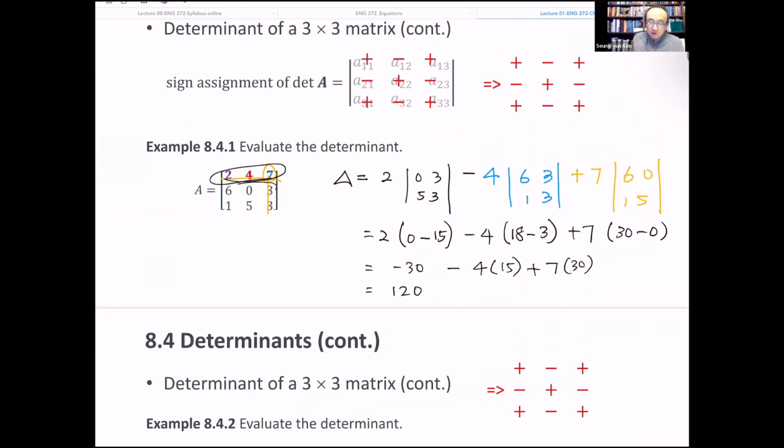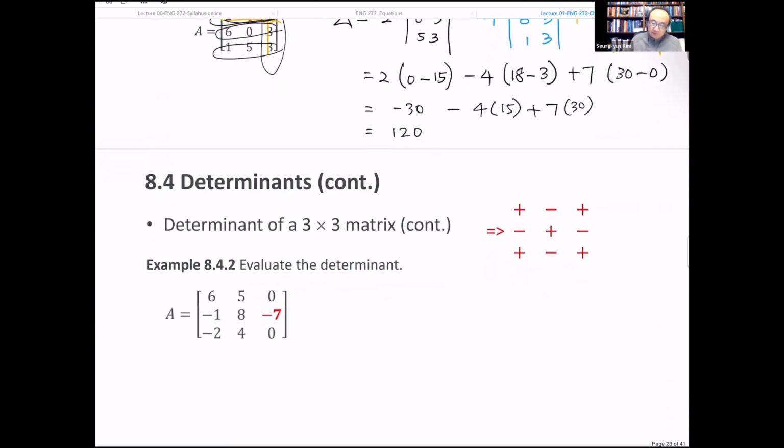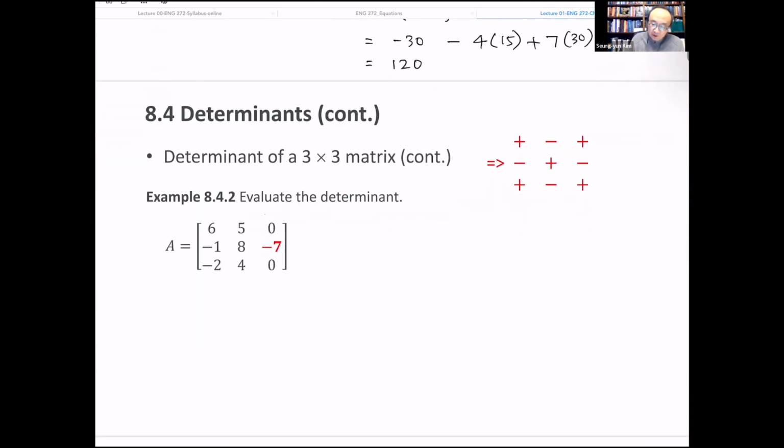Can I use the second row? How about the third row? What about the column? Yeah, you can pick any row, any column. So for this example, we can pick the third column. Based on this sign notation, we have a plus, minus, and plus, right?